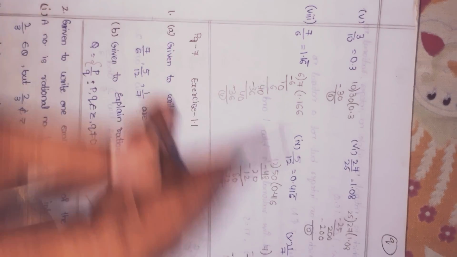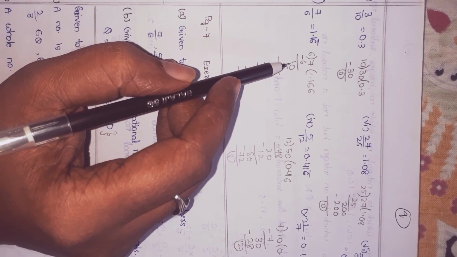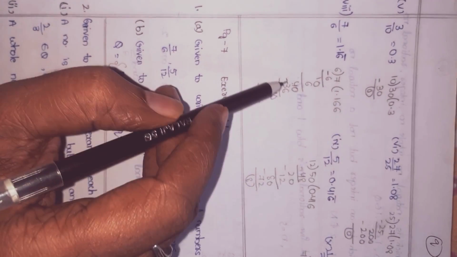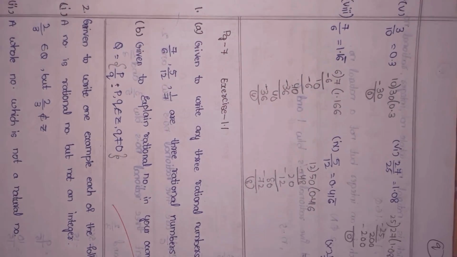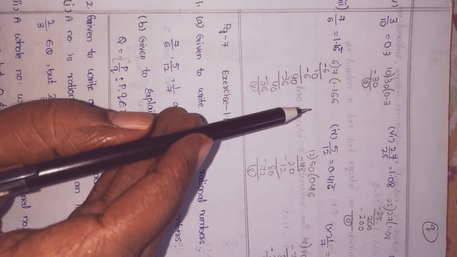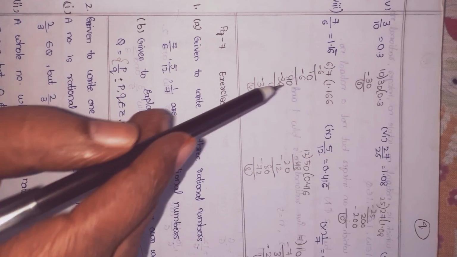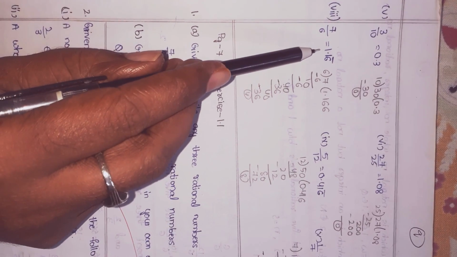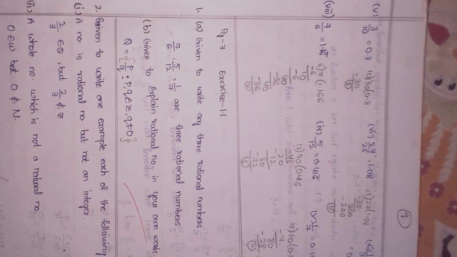Next, children, 7 by 6. 6 into 7. 6 1s are 6, children. 7 minus 6 is 1, children. Not possible, so keep the point. It becomes 10. So here again 6 1s are 6. So 10 minus 6 is how much, children? 4. So here the point is there, 0. 6 6s are 36. 40 minus 36 is 4. Again the same, the point is there, keep 0. Again 6 6s are 36. The same is repeating. So what can we write, children? 1.1 6 bar. Only 6 has the bar. Why? Because 6 is repeating.